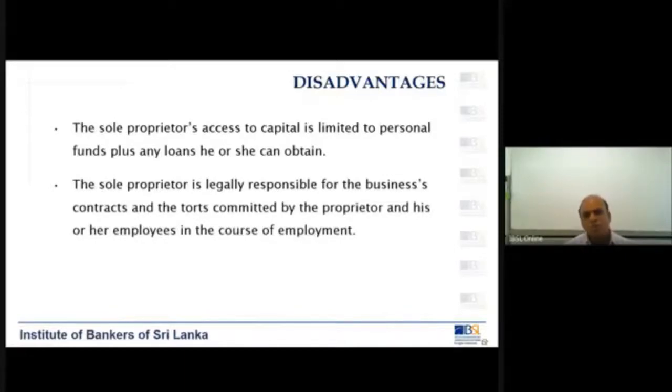Secondly, the sole proprietor is legally responsible for the business's contracts and the torts committed by the proprietor and his or her employees in the course of employment.